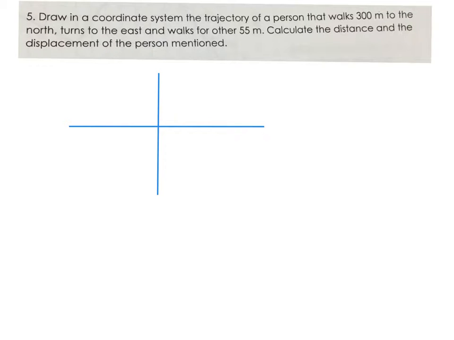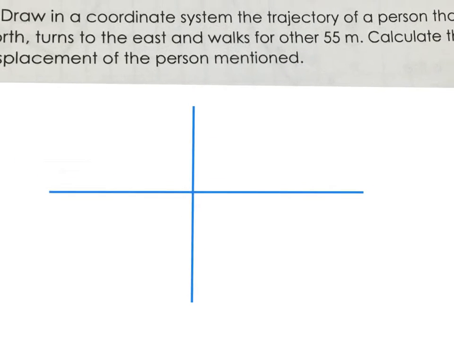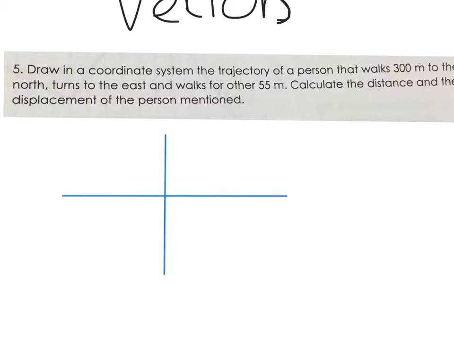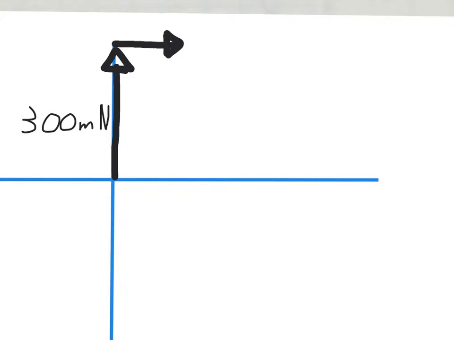Alright, so we'll have this coordinate system, these two axes, in which I'm going to draw both of the trajectories that they mentioned here, both of the displacements they have. That is 300 meters to the north, and then it turns to the east and walks for another 55 meters. So I'm going to write it down here. This is the first one, 300 meters to the north, and then it continues walking for another 55 meters to the east. Okay, so I'm going to complete this little system of vectors.